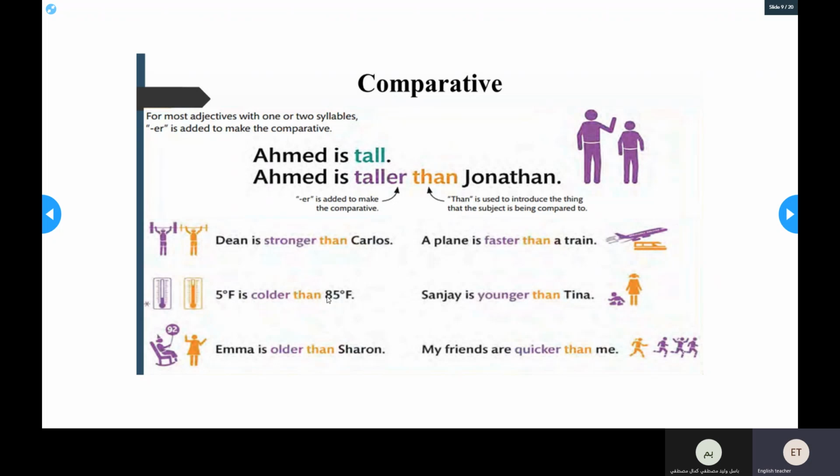5 Fahrenheit is colder than 85 Fahrenheit. Of course, so you can say 85 Fahrenheit is higher than 5 Fahrenheit. Emma is older than Sharon. As you can see, Emma is 92 years old. A plane is faster than a train, and that is also a fact. Jay is younger than Tina. As you can see, this is Jay and this is Tina. My friends are quicker than me. So all these examples bring me back to our rule: adjective plus ER plus than.